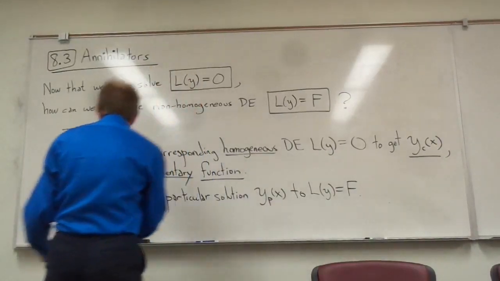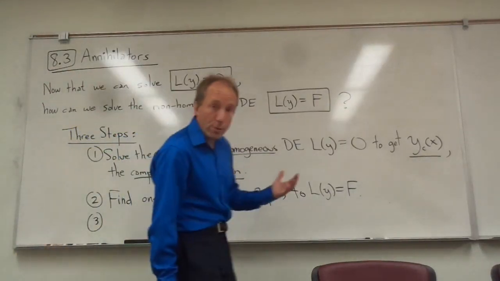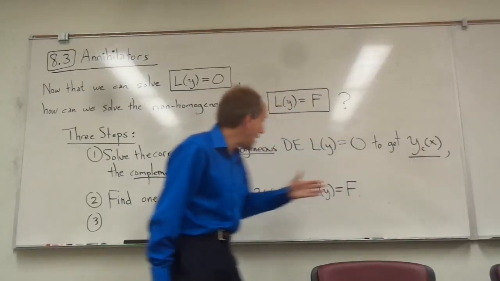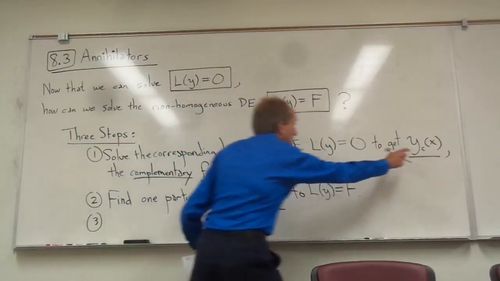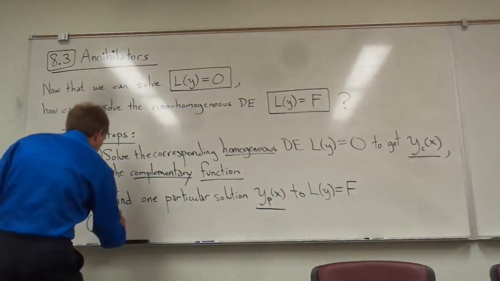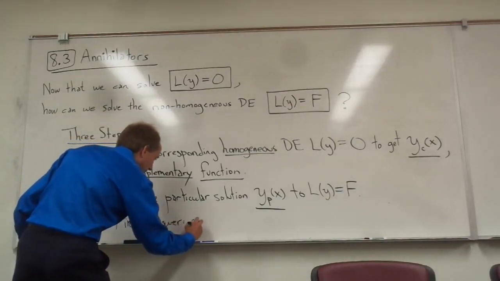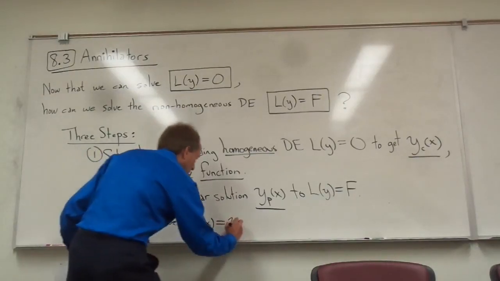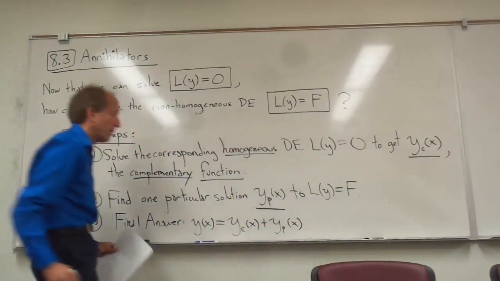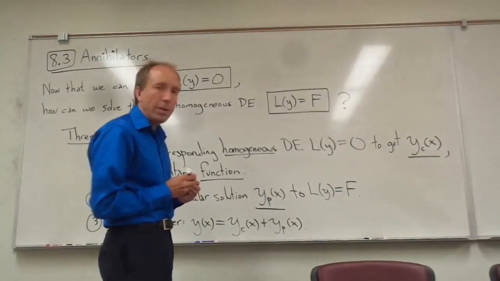The final step then, to get the general solution to this non-homogeneous differential equation, is to simply add together the complementary function and the particular solution. The final answer is simply y of x equals y sub c of x plus y sub p of x. So you simply add the two parts together. I hope that makes sense.